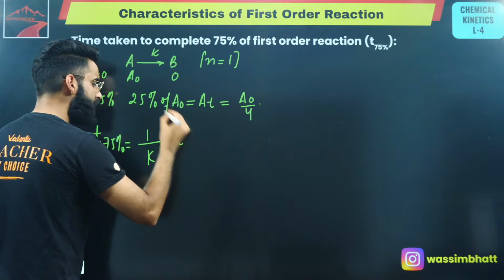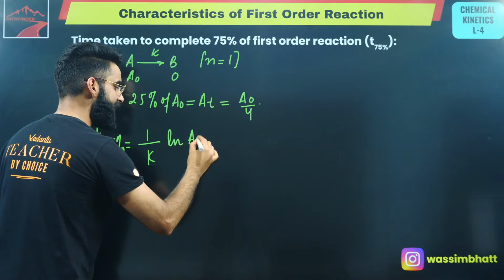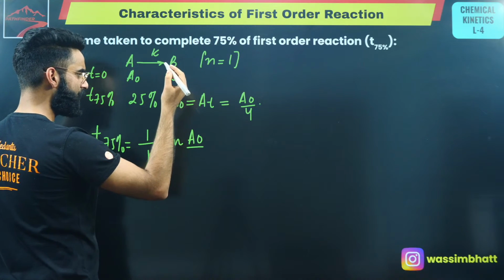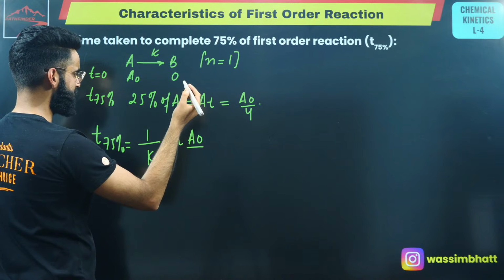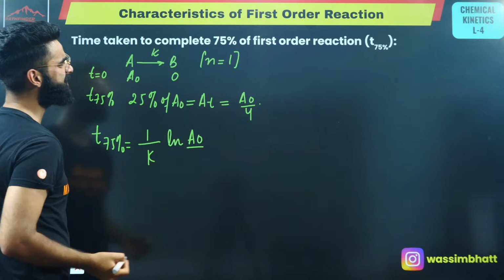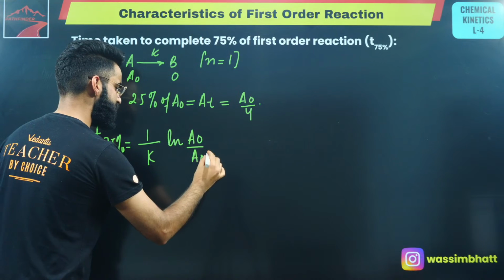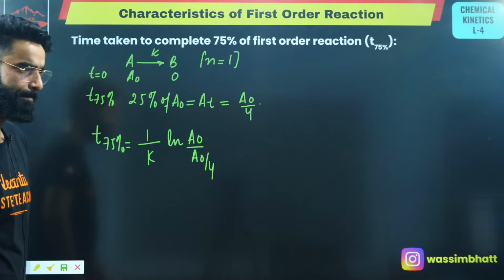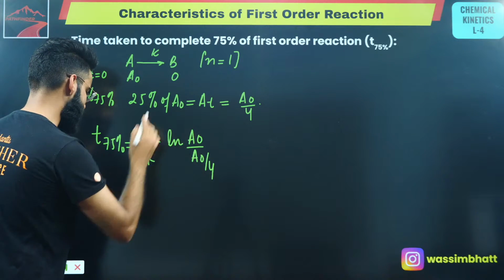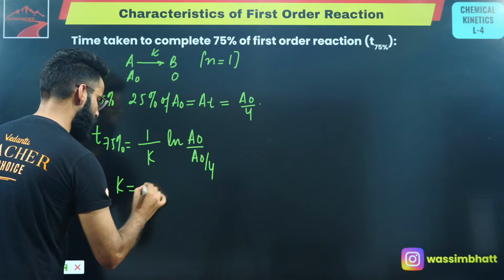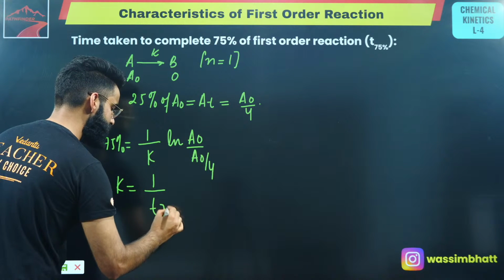It's going to be ln of A0 divided by AT. What is the value of AT? Value of AT right here is A0 divided by 4. As simple as that. So A0 got cancelled, and I'll be getting K is equal to 1 divided by T 75%.